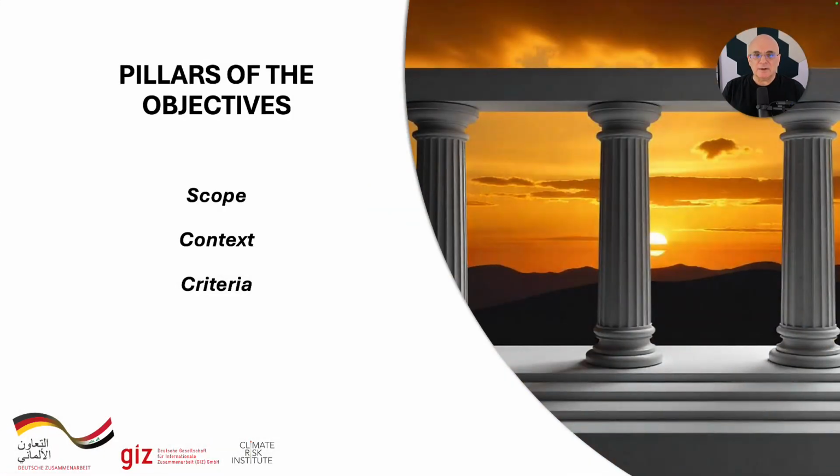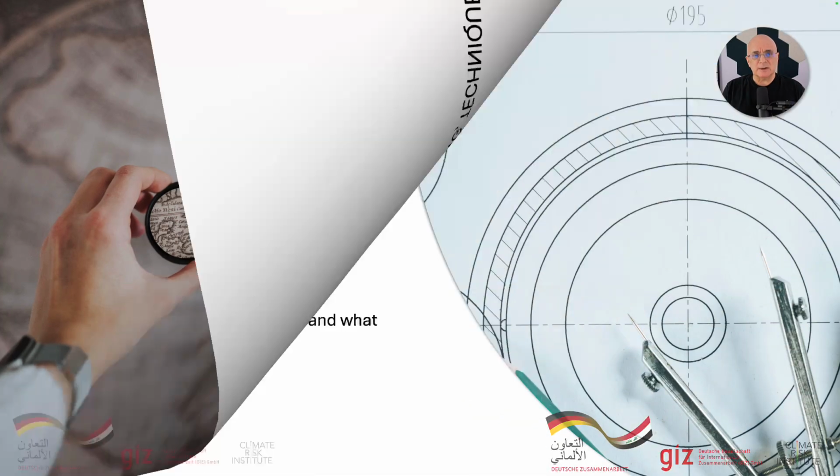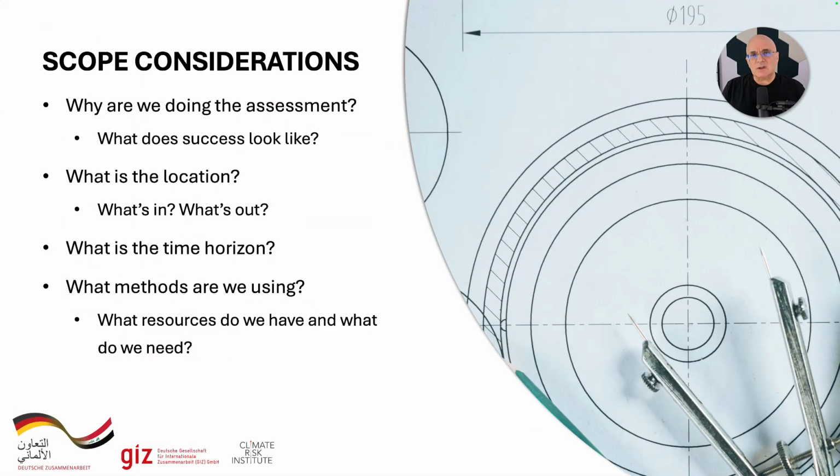The pillars of the objectives are the scope, context, and criteria. Within scope, we define the outcomes, timing, techniques, and resources we're going to use in our assessment. We ask questions like, why are we doing this assessment? What does success look like? Where are we doing it? What's the location? What stuff is in, what stuff is out? What's the time horizon? And what methodologies are we using? And do we have the resources to do that, or do we need to go get additional resources?